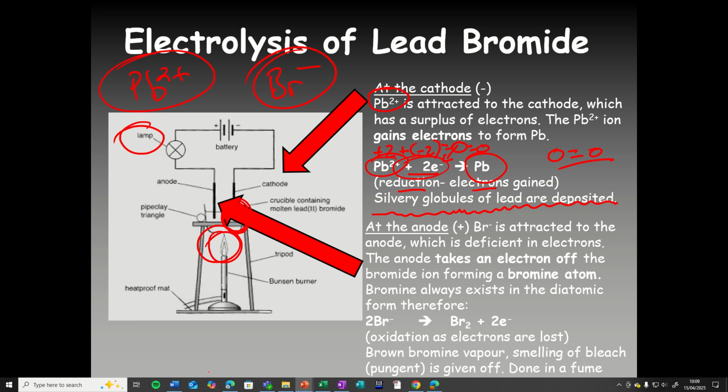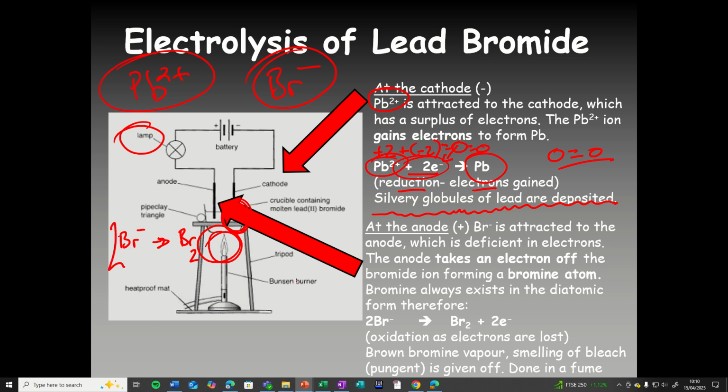Now, here's where you need to be a little bit careful this time, because bromide ions are Br-, and bromine in its standard state, at room temperature, is Br2. So we have to be cautious with that. We have to balance up the atoms in this one before we get to charges. So we need to put a 2 there.